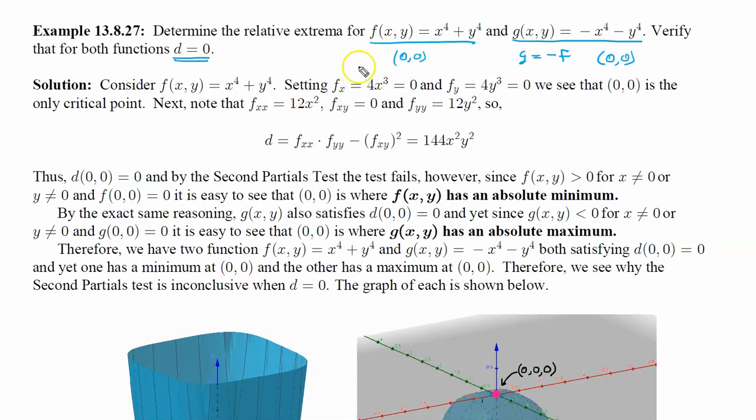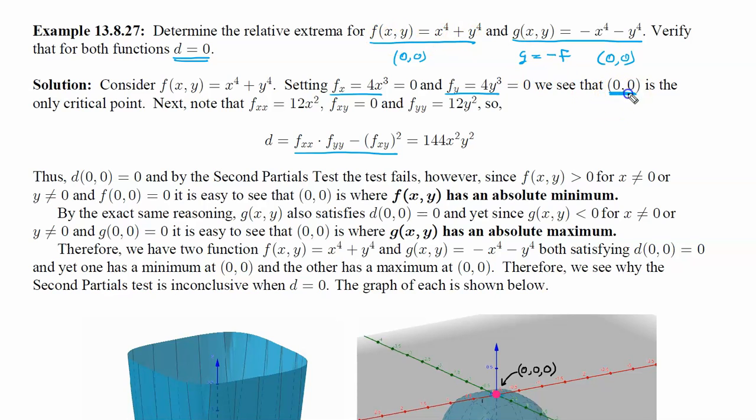And just verifying that d is equal to 0 for both of these. For example, with f, just evaluating this right here, partial f with respect to x is going to be this. Partial f with respect to y is this. Now these are both 0 at 0, 0, so that is a critical point for this function.